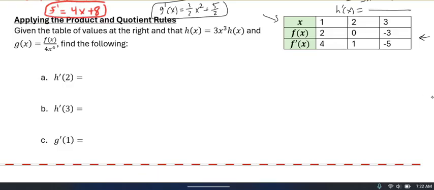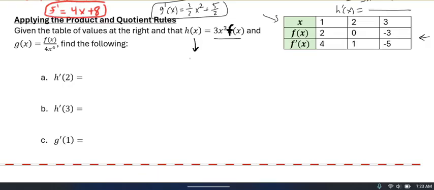Notice it has values for x, 1, 2, 3, f of x, and f prime of x at those given x values. So this is given the tables at the right, and that h of x is equal to 3x cubed h of x. I don't think that's correct. Let's fix that right there. All right, that's going to just have a little alteration. What I meant to write in there is f of x, so change that to f of x, and g of x is f of x over 4x to the fourth. Find the following. So the first one is h prime of 2.